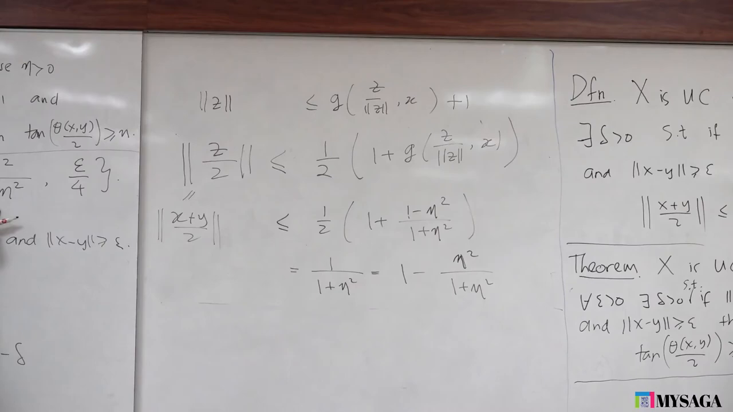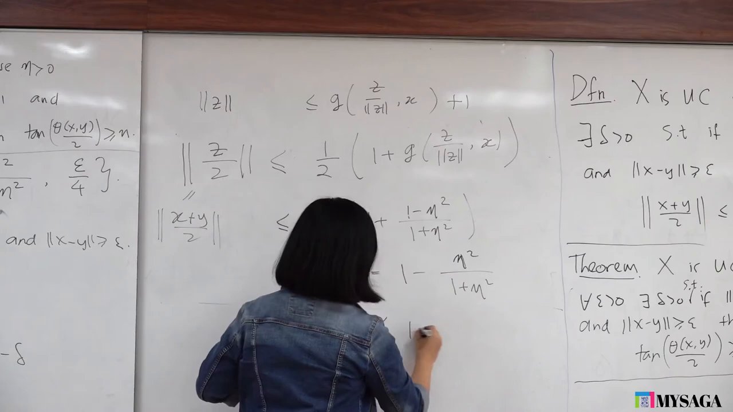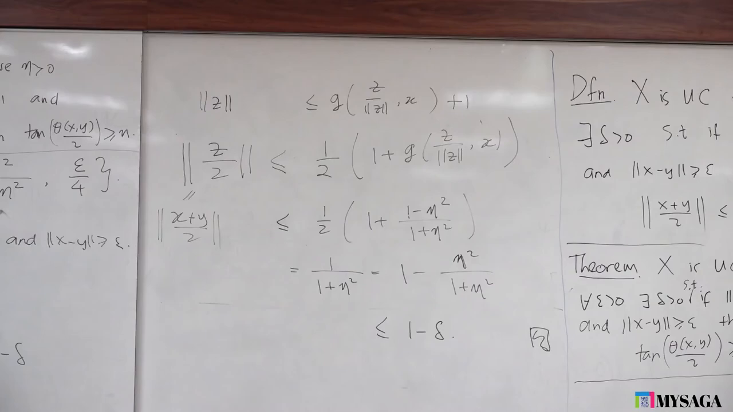Again, like before, right? That guy is less than delta. Sorry, delta is less than that guy. So this is less than 1 minus delta. Hurrah. We are done. Okay. It's long.